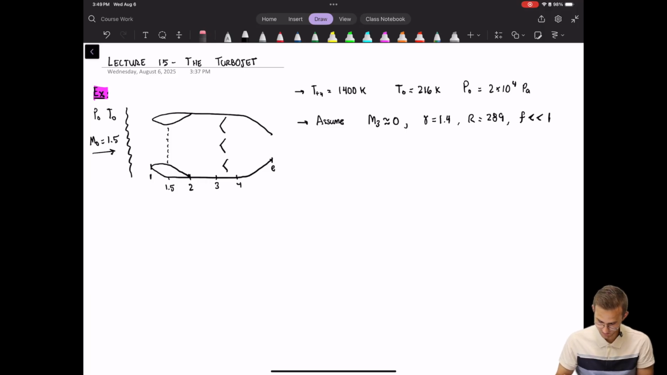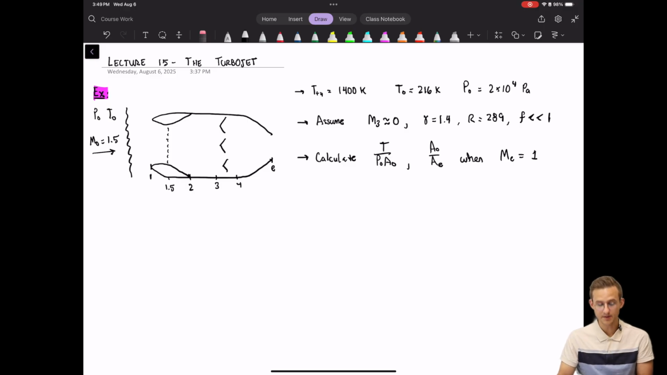And then the goal here is that we want to calculate the non-dimensionalized thrust, T over P naught A naught, and the area ratio A naught over AE when the flow is essentially choked at the nozzle exit, when ME is equal to 1. Okay, so that's the goal.